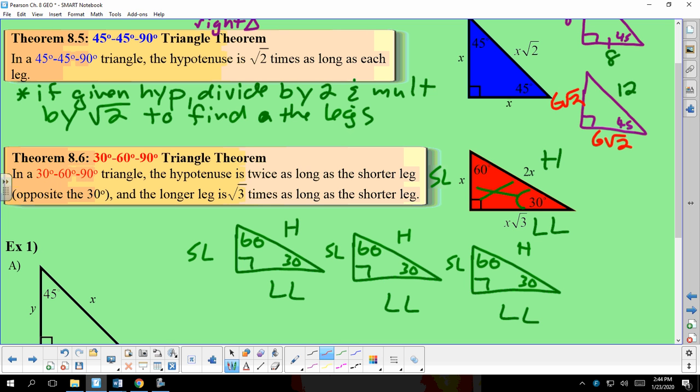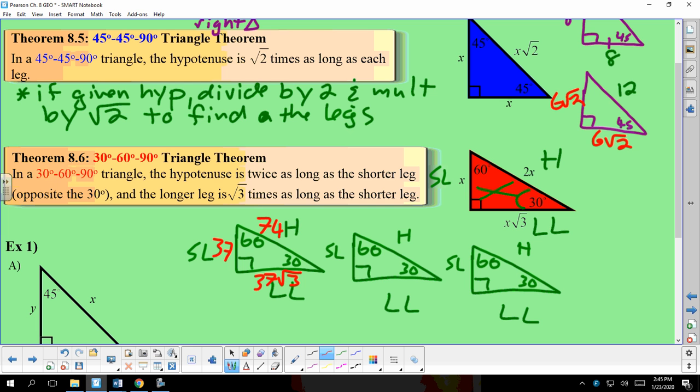So the easiest one is when I'm given the short leg. JV, give me a number. 37. So if the short leg is 37, the hypotenuse is twice 37. 2 times 37 is 74. And then this long leg is just whatever the short leg is times the square root of 3. Done. That's it. If we're given the short leg, double it to find the hypotenuse, and multiply by root 3 to find the long leg.